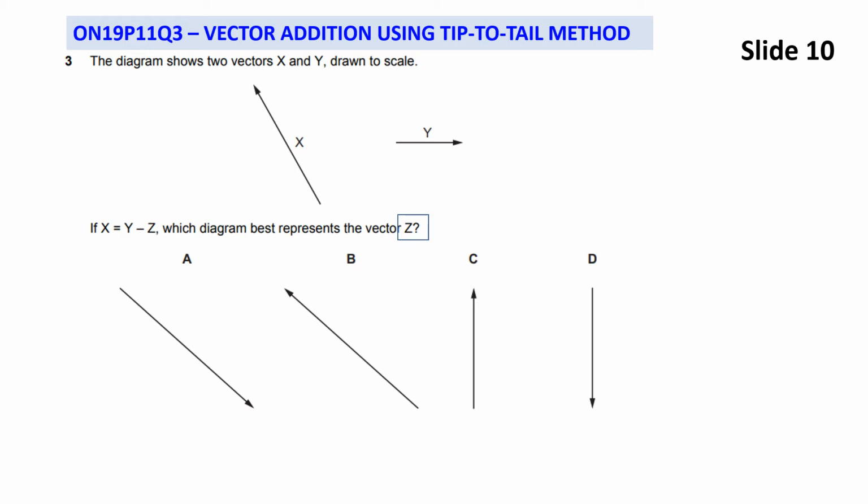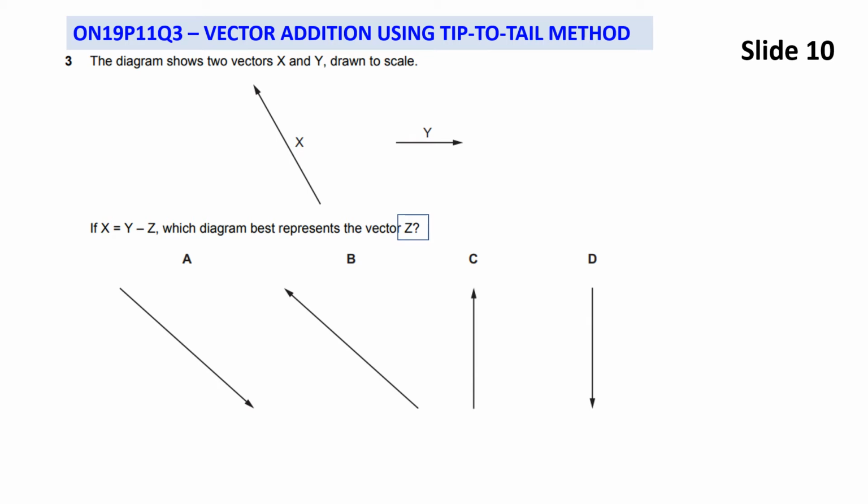Here is another example of vector addition using the Tip-to-Tail method. The diagram shows two vectors, X and Y, drawn to scale. If X is equal to Y minus Z, which diagram best represents the vector Z? And here are 4 options.